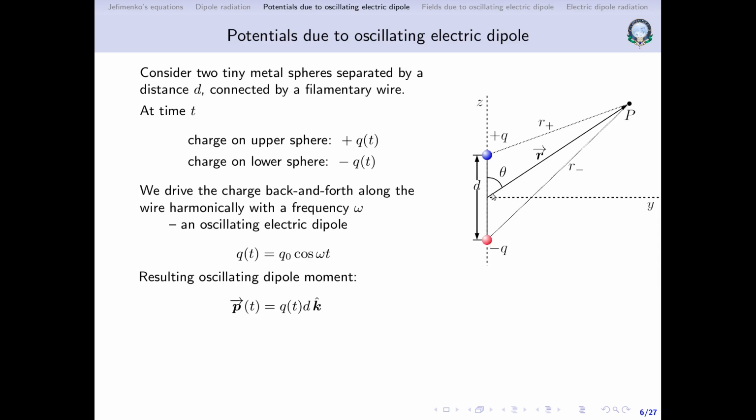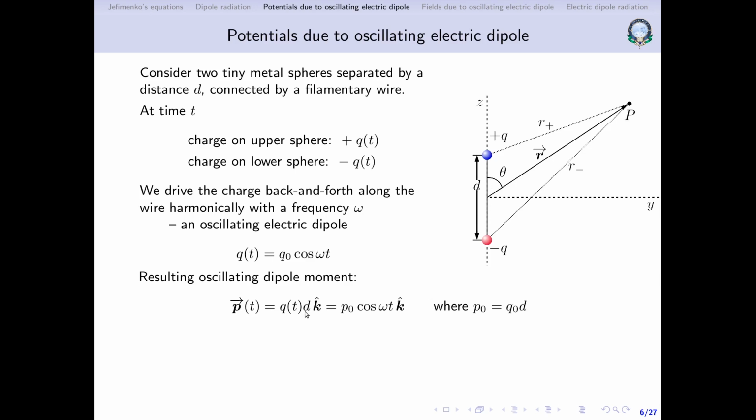For half a cycle it will be in the upward direction, the other half cycle it will be in the downward direction, and it is going to oscillate back and forth. So we have an oscillating dipole moment. We have generated an oscillating dipole moment in this way. So this is the resulting oscillating dipole moment.